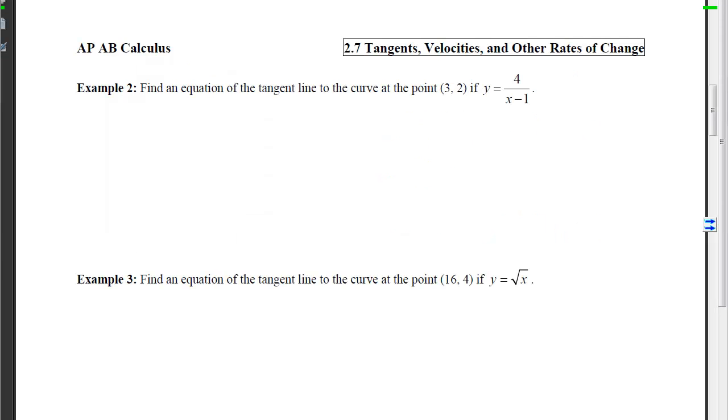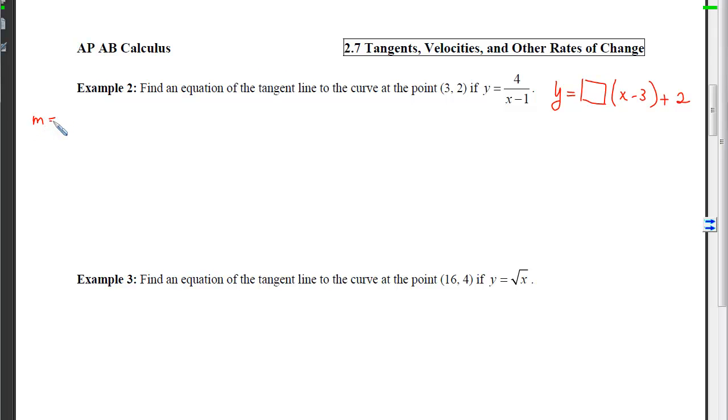Now let's look at example 2 where we actually find the equation of the tangent line rather than just the slope. On this particular problem, we want to write the equation for the point 3, 2. So we know already and can write up at the top that y is going to equal some slope times x minus the x coordinate plus the y coordinate. We already have the point, we can put it in. All we're looking for now is the slope.